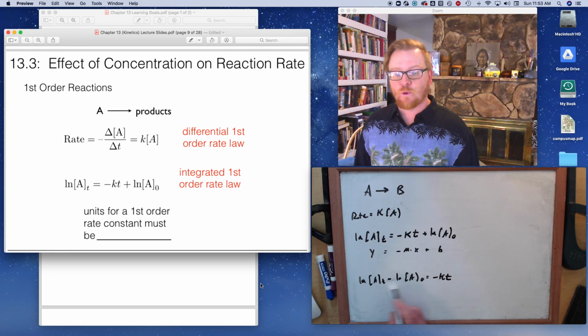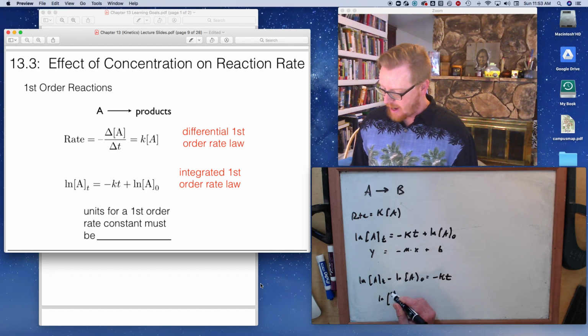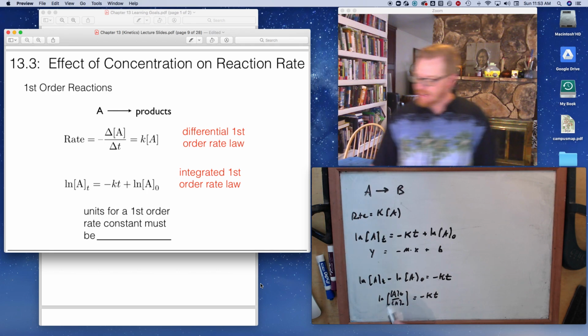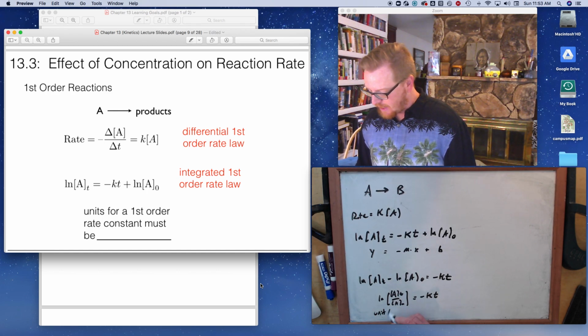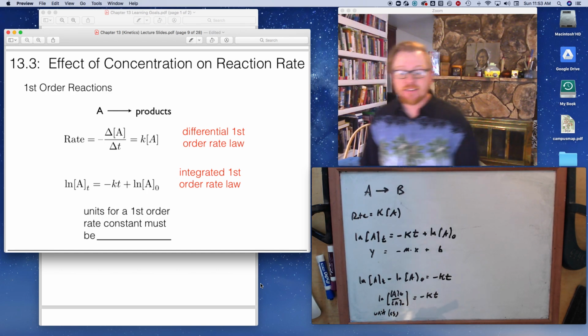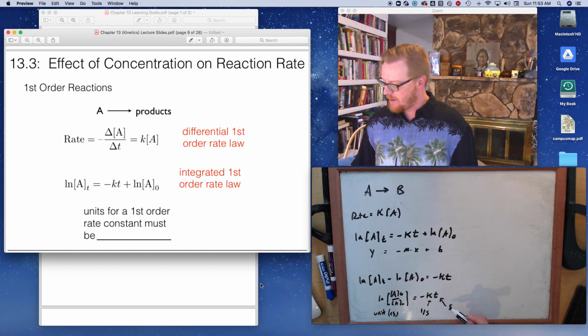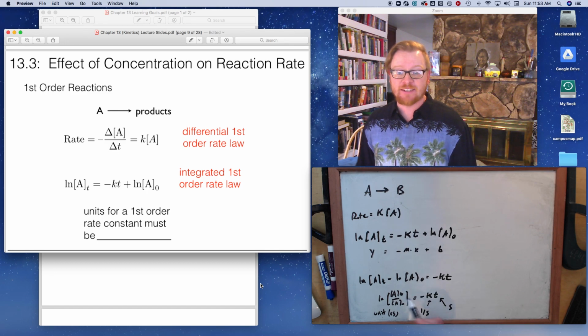And we know through log rules, I can write this in a different way. I could write this as a ratio. I could say natural log of A_t over A_0 equals negative kt. And then I recognize that this side of the equation is going to be unitless, okay? And if time is in seconds, then that means this rate constant has to be 1 over seconds, because a second times a 1 over second is unitless, and this side of the equation is unitless as well.